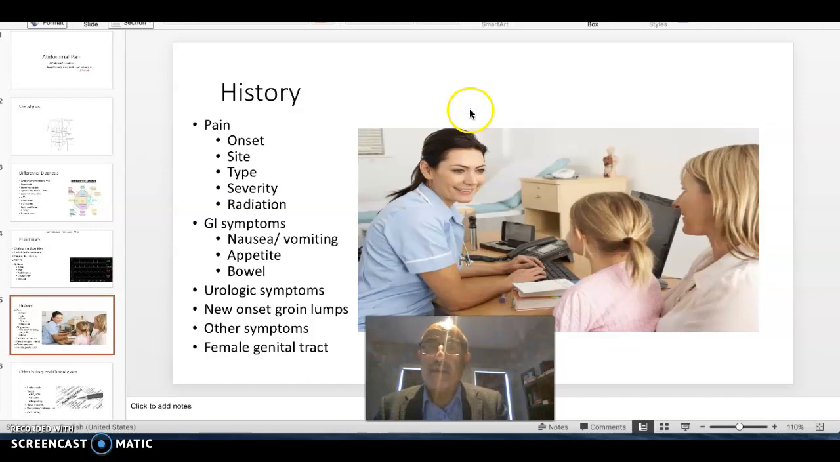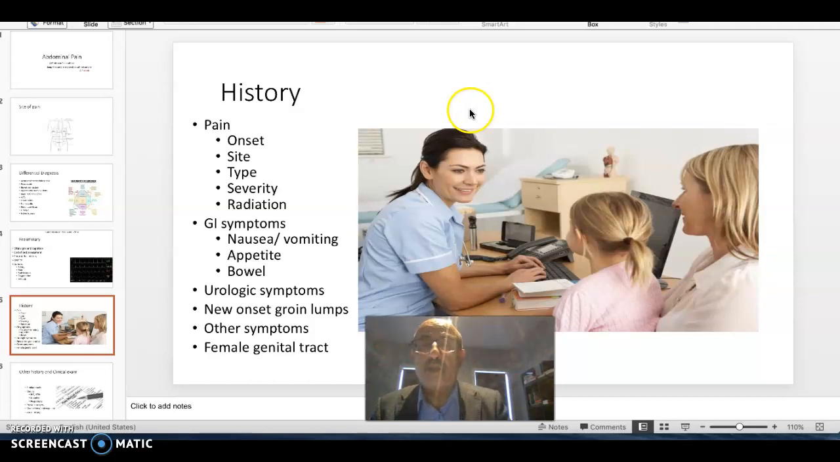How was their appetite? That's usually during the illness or the day or so leading to the illness. And have they opened their bowels? Are they constipated, are they having diarrhea? If they are having diarrhea, then we go on and try to describe that. Is it watery? Is it just loose? Is there any blood in it? Is there anything else the patient would like to add?